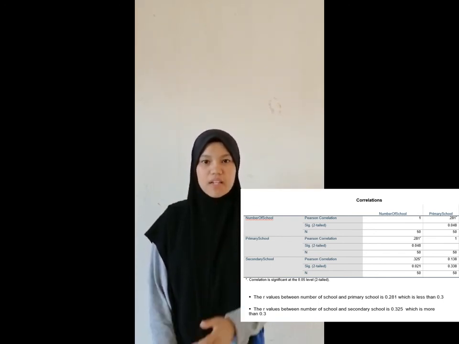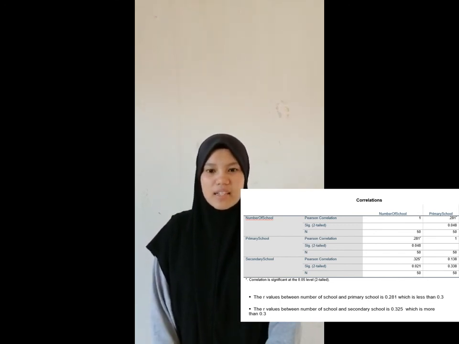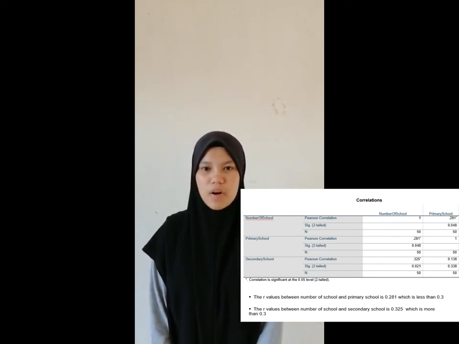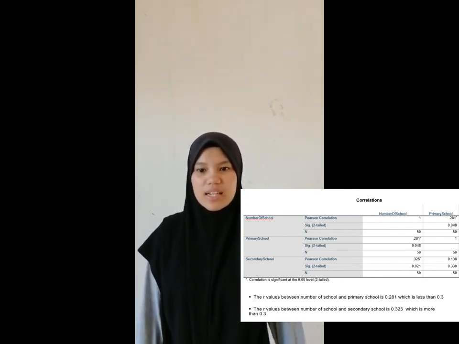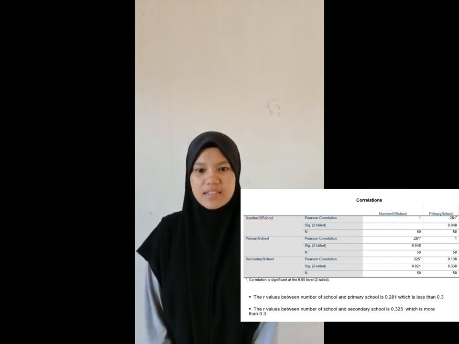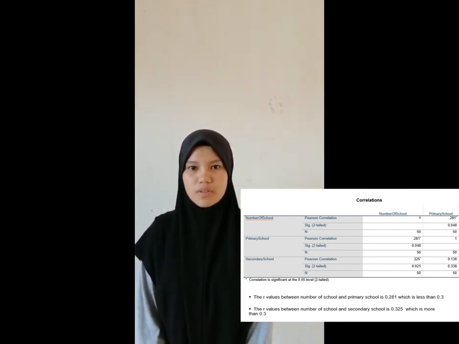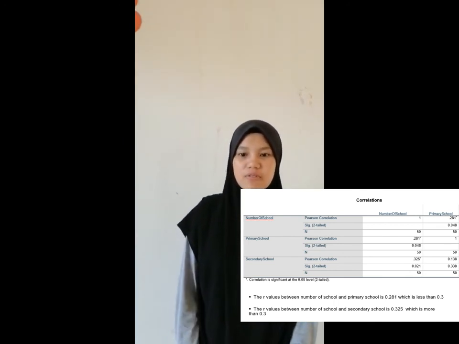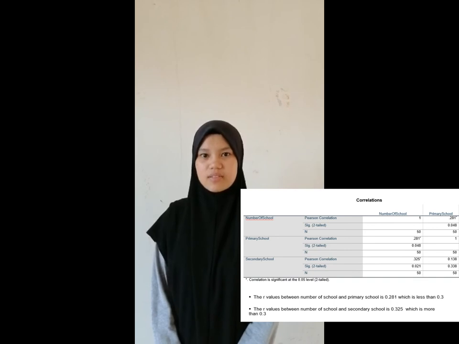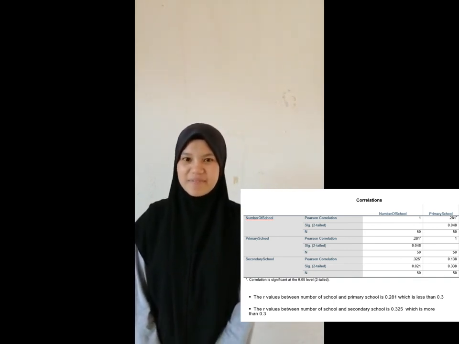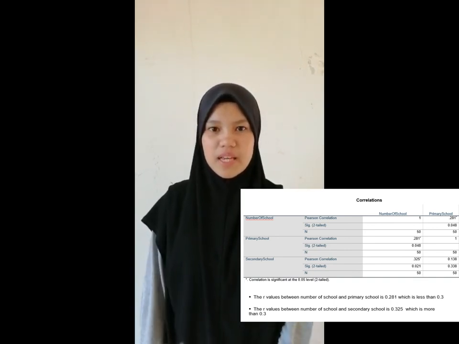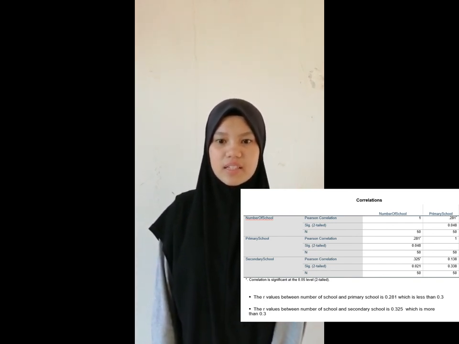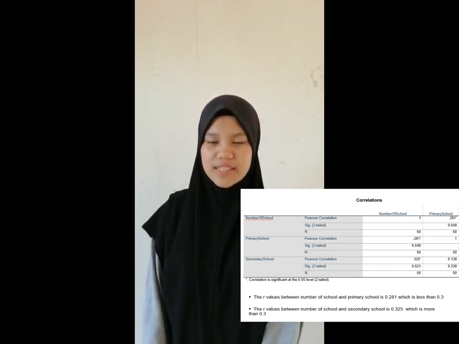For the r value, we get between number of schools and primary school 0.281, which is less than 0.3, and the r value between number of schools and secondary school is 0.325, which is more than 0.3. Lastly, for the SPSS, we get the correlation is significant at the 0.05 level. Thank you.